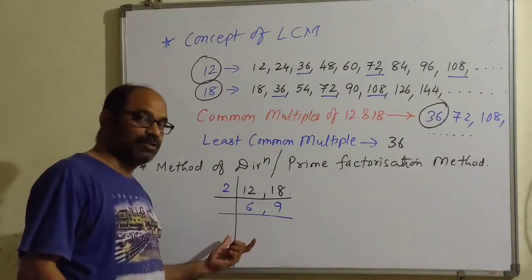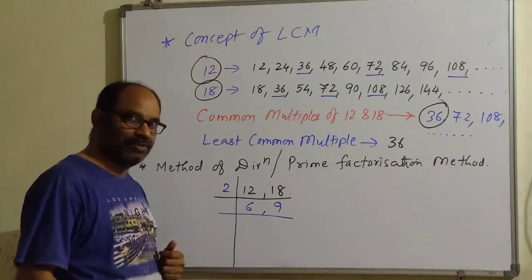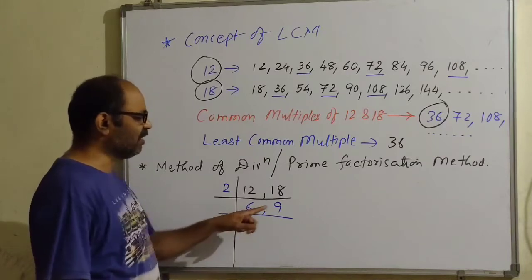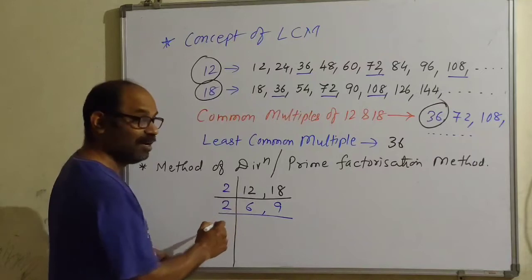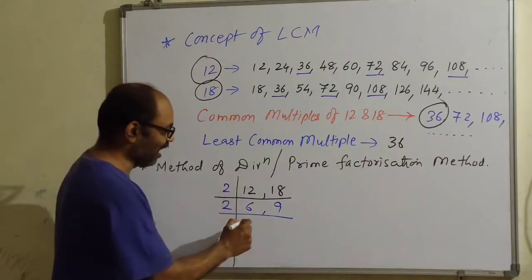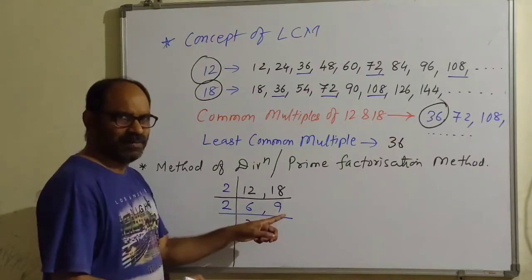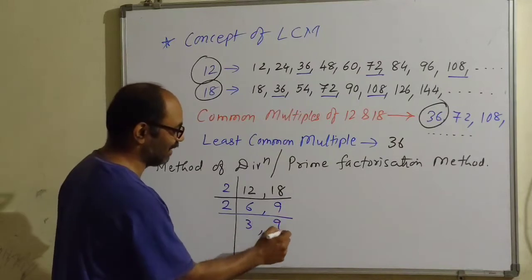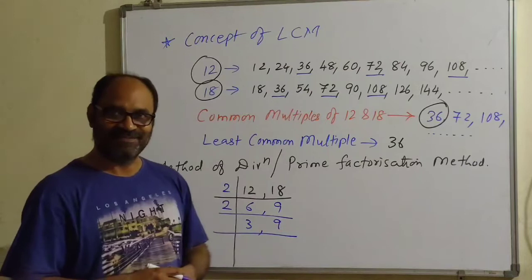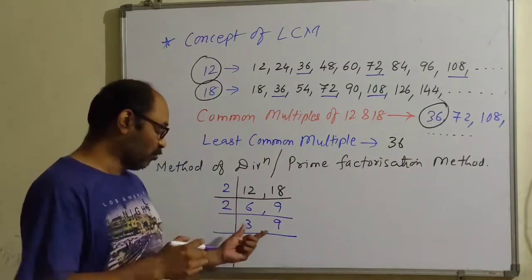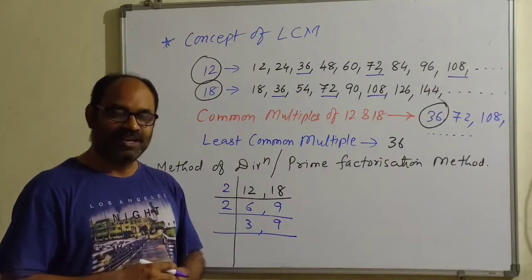Is any of the two numbers divisible by 2? Yes, 6 is divisible. 9 is not. Anyway, 6 is divisible. So I'll put 2 here. 2 threes are 6. 9 is not divisible by 2, so it will remain as it is. Well, now you got 3 and 9. Is any of those two numbers divisible by 2?